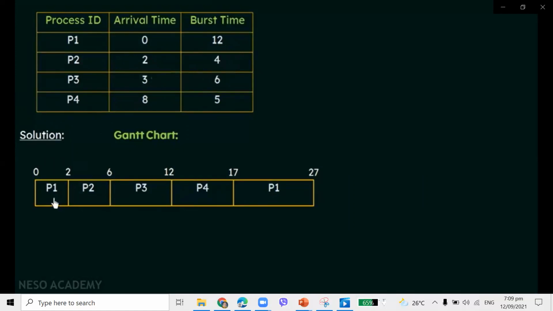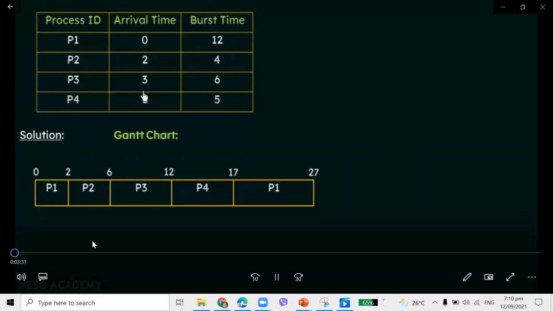So what will happen is P1 will be preempted. That means the CPU will be taken away from P1 and P2 will be given the CPU because it has a shorter burst time as compared to P1. So at the second millisecond, P2 arrives and the CPU is given to P2. P1 is taken out. So P2 is now executing, and if you look at the table, P3 arrives at time 3, or the third millisecond. And what is the burst time for P3? It is 6 milliseconds.